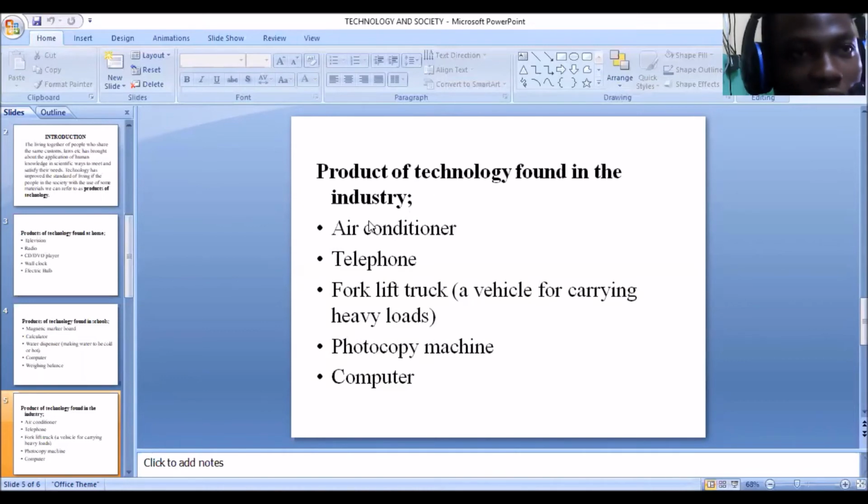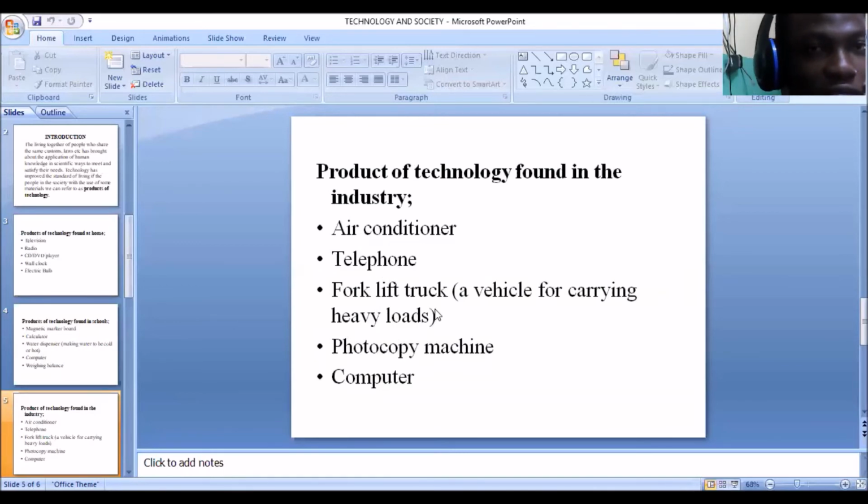An example of the product of technology you can find in these industries include the air conditioner. Yes, sometimes the workers in an industry might be feeling hot or the environment might not be conducive for working. This air conditioner is there to reduce the temperature of the environment. Likewise, the telephone, it aids communication in an industry. Maybe someone in an office now wants to communicate with someone in another office. Instead of wasting his time going to the other office, he just communicates through the telephone.